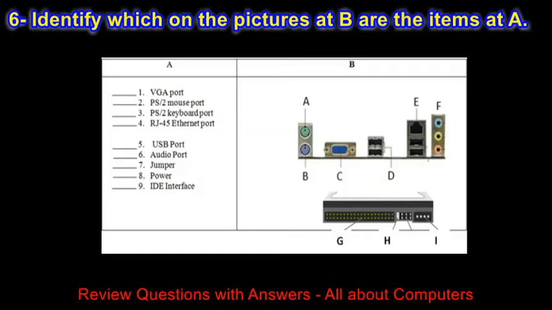The answer is letter A. PS2 keyboard port. The answer is letter B. Number 4, RJ45 Ethernet port. The answer is letter E. Number 5, USB port. The answer is letter D.